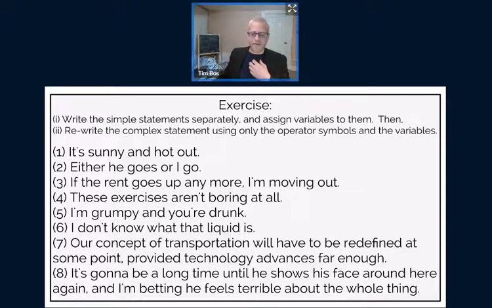So what about 8? Is it a conjunction, disjunction, conditional, or negation? Yeah, 7 was a conditional, right? Yes. If you go up a little bit, I wrote it out, right? T arrow C, where T stands for technology advances far enough, and C stands for our concept of transportation will have to be redefined. Yeah. So T arrow C.